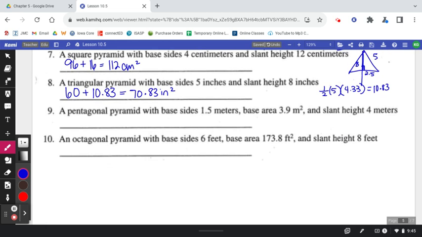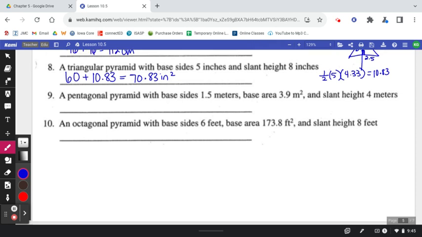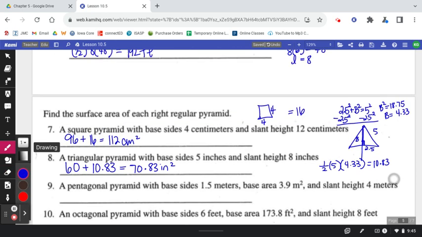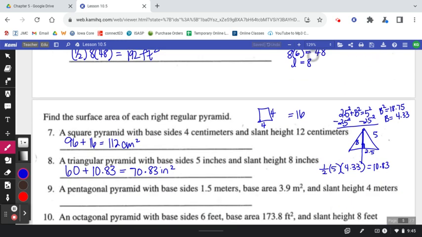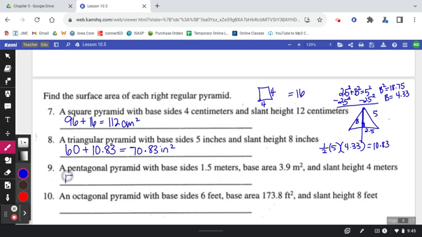Okay, number 9 is asking for a pentagonal pyramid with base sides of 1.5. Oh, this is nice. They give us the base area on this one, so I don't have to do this work. Okay. So scroll back up, though. The pentagonal pyramid sides, we had a total of 15. Plus, they give us the base area, 3.9. So that was nice. We didn't have to do any work to solve that one. Meters squared.